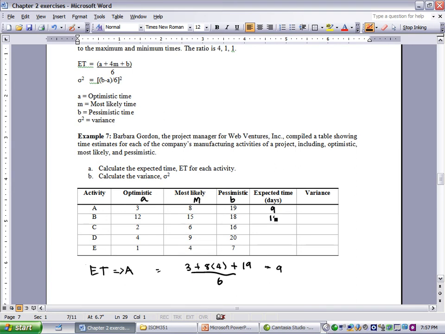You can see that each activity has a different expected time. Okay, in order to assess the risk, we use sigma squared or variance. For activity A, we use B, which is 19, minus A, which is 3, divided by 6, all squared, like that. And we find that it's about 7.11.